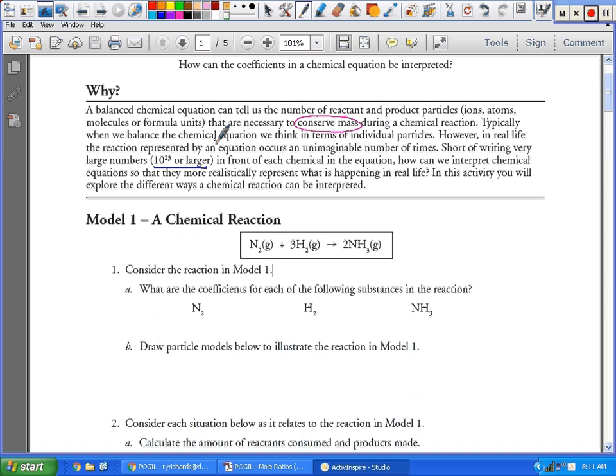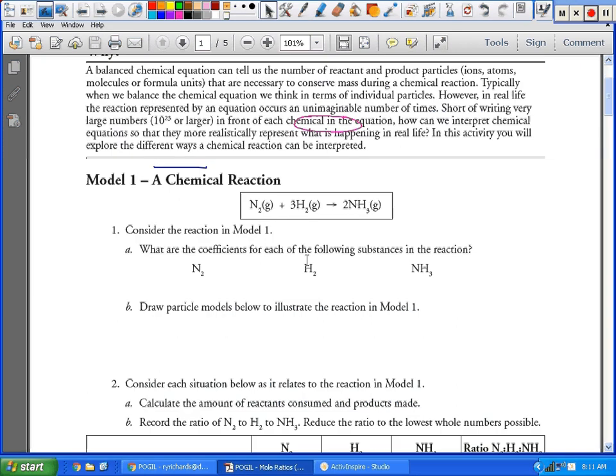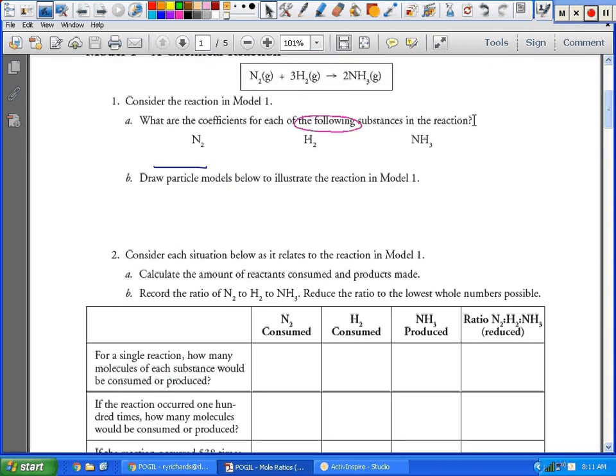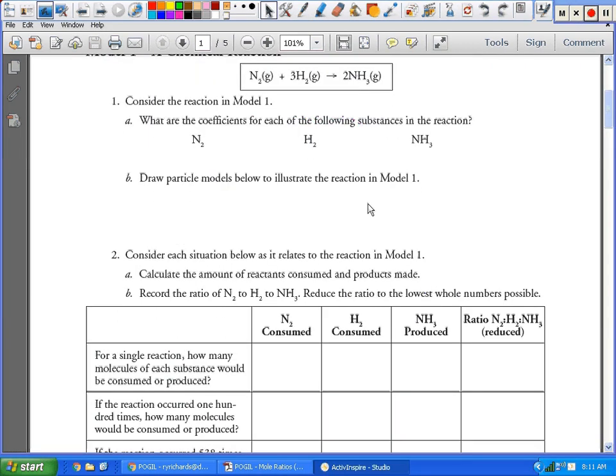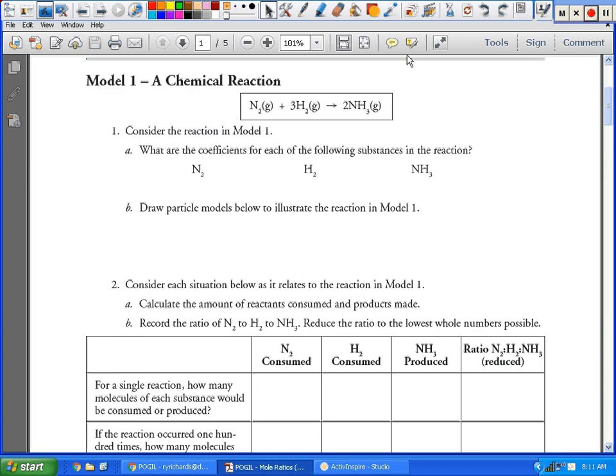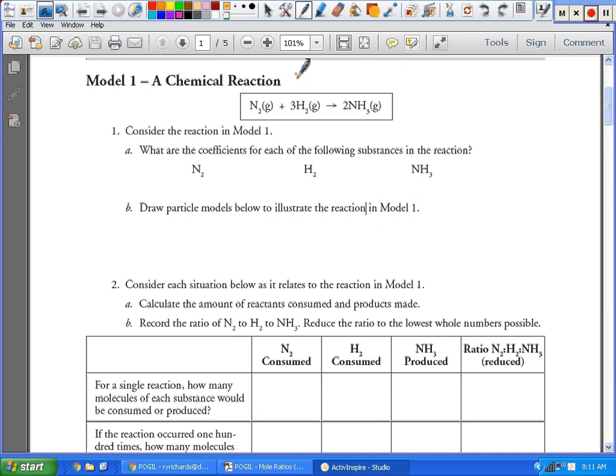In this activity, you will explore different ways a chemical reaction can be interpreted. So let's start with the first chemical reaction. I've got a simple question, and I want you to write it above it. What type of reaction is that? Don't say anything out loud. Just write the type of reaction that it would be. I hope you all get this right. Literally write the type that this is. Hopefully you wrote the following.